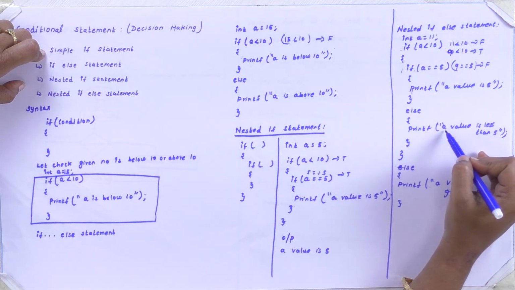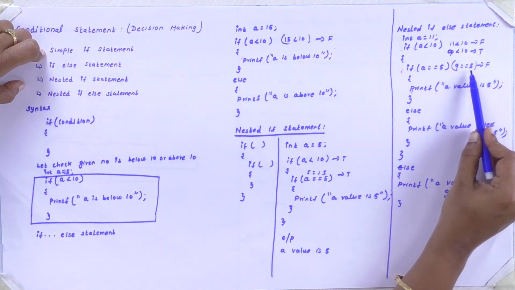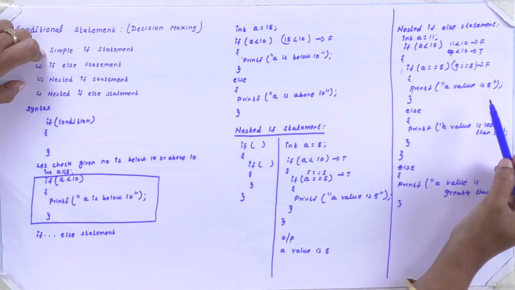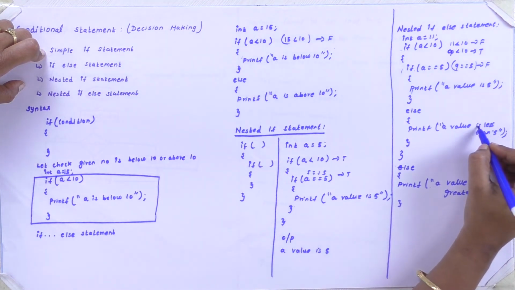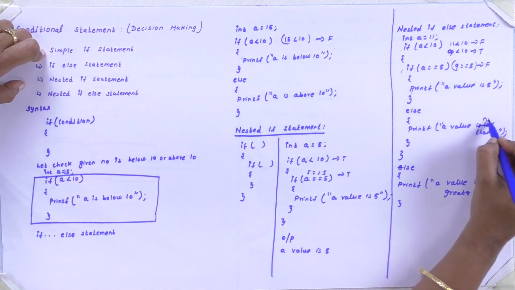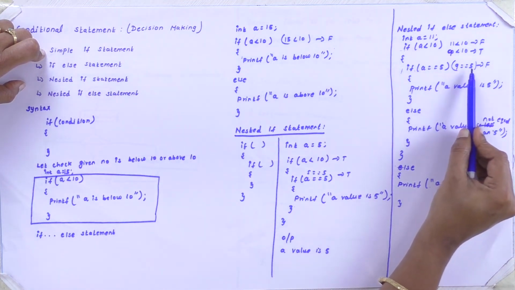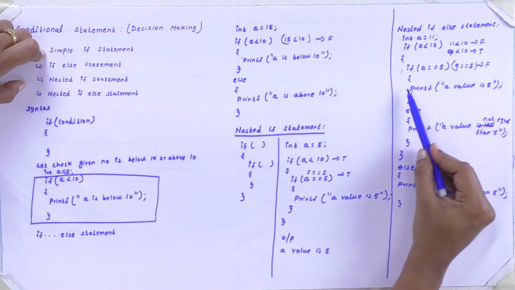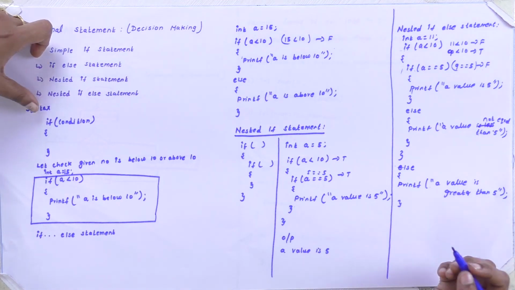Now the output will be a value is less than, sorry, here a value is not equal to 5. So here 9 is equal to 5 is false, so it will print the statement a value is not equal to 5.